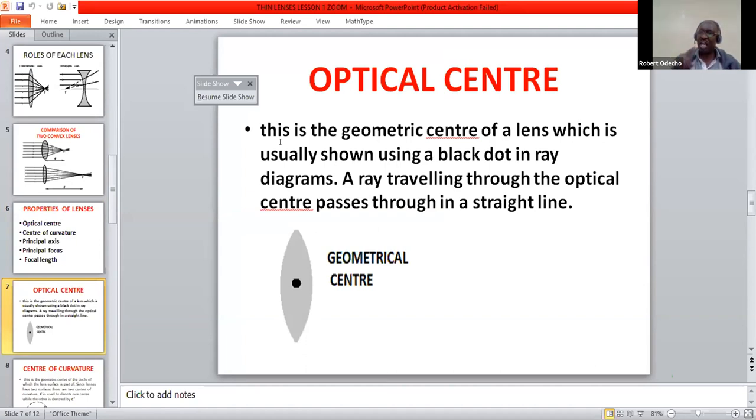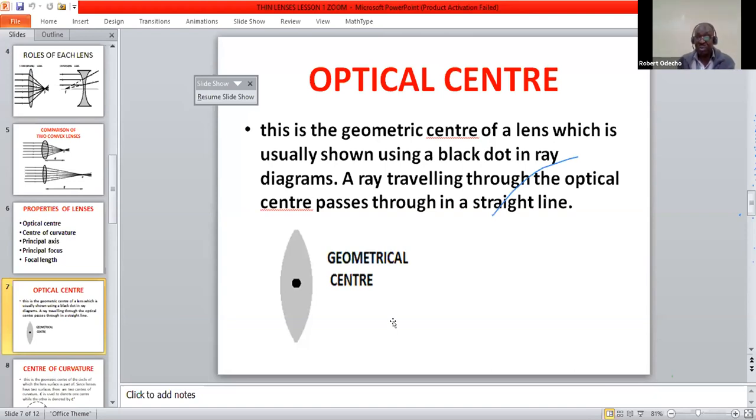Yes. You can have a square and connect from one point with a line straight to the opposite side. The intersections of those lines give you geometrical center. Back to our lens. If you draw a horizontal line here, and you draw a vertical one here, it gives you a geometrical center. So, optical center then, using maths and physics, is a geometric center of a lens, which is usually shown using a black dot. I've shown you a black dot.